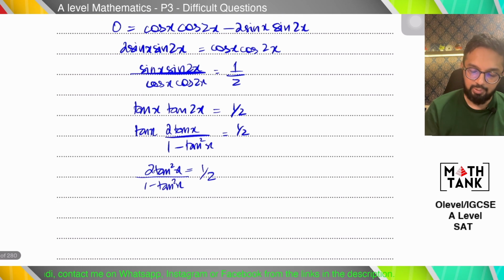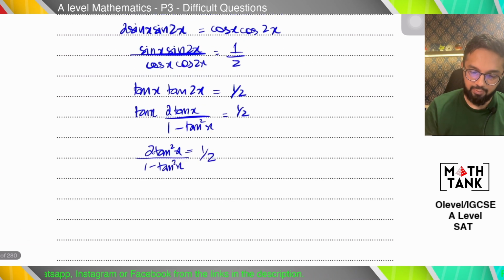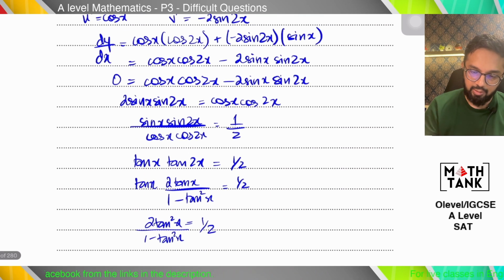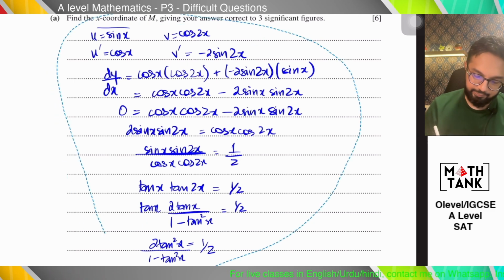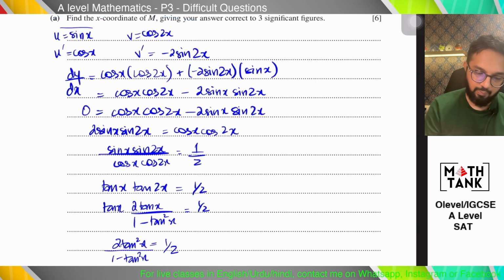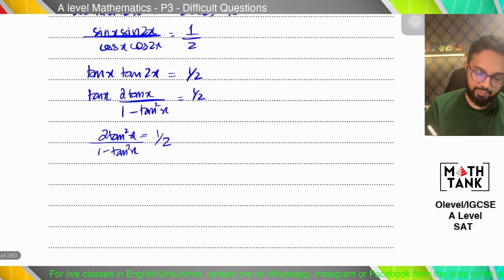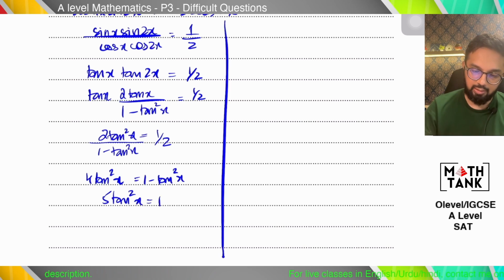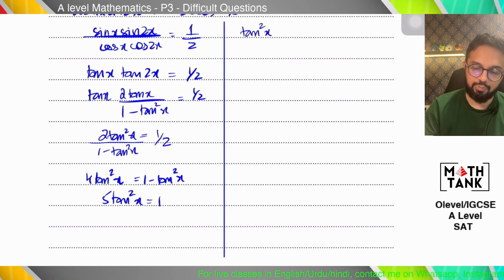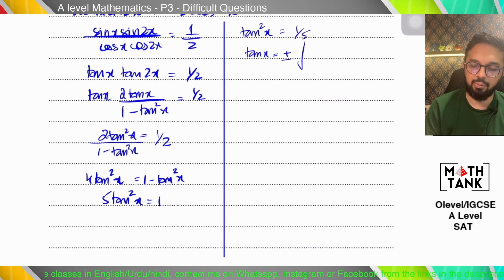So 1 over 2. Cross multiplying gives me, I don't know if I have a different page, but I'll have to manage here only. So I'm going to move that here so that I have that space. So 2 tan square x, 4 tan square x cross multiplying equals to 1 minus tan square x. So 5 tan square x equals to 1, and tan square x gives me 1 over 5. Tan x is either plus minus root of 1 over 5.